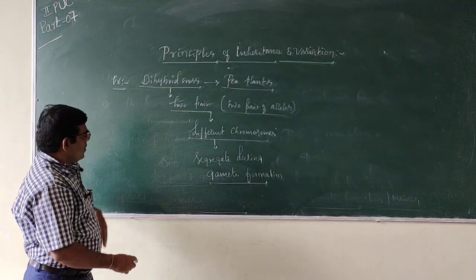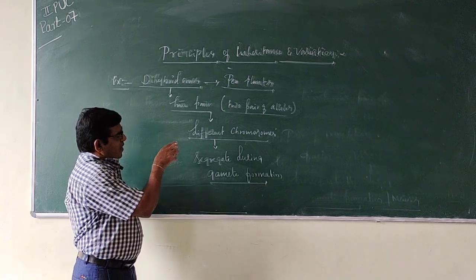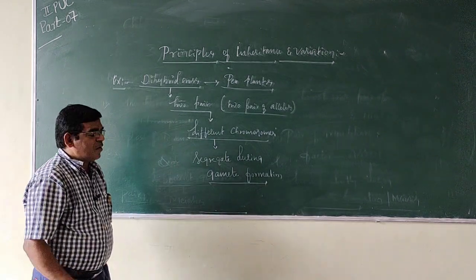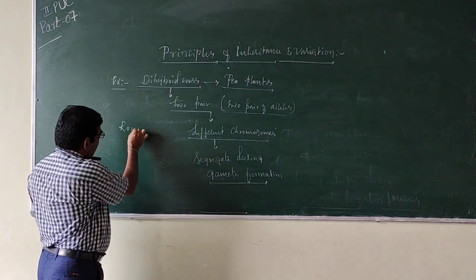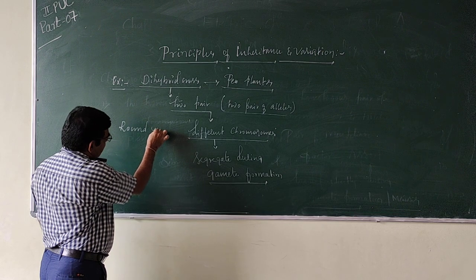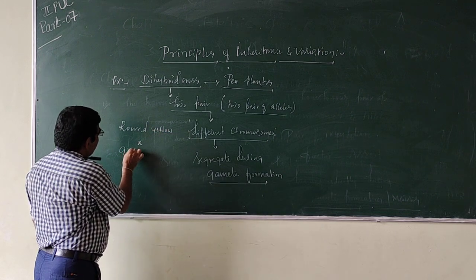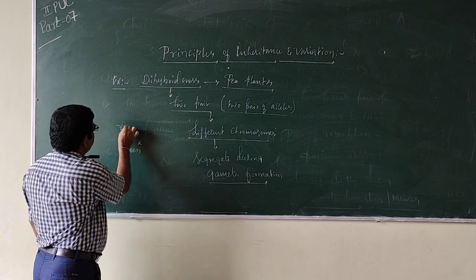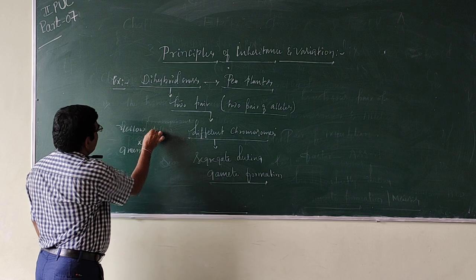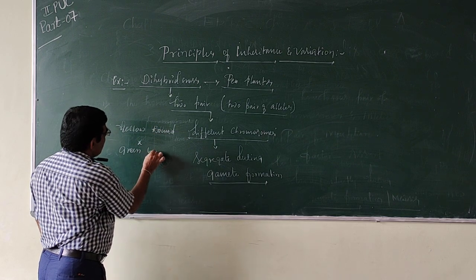See? So here Mendel considered two pairs of alleles for two pairs of contrasting characters: yellow round and green wrinkled, or yellow round and green wrinkled.